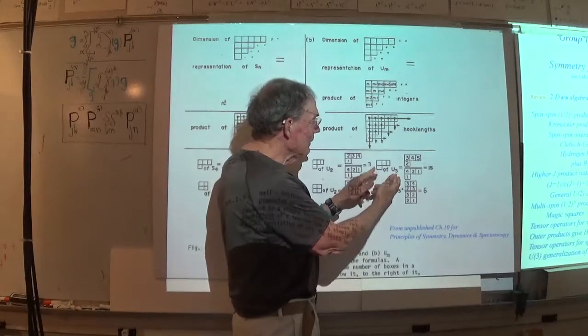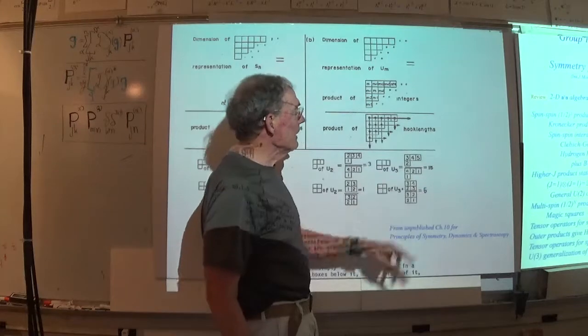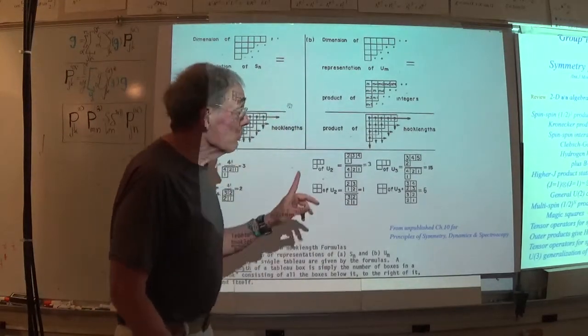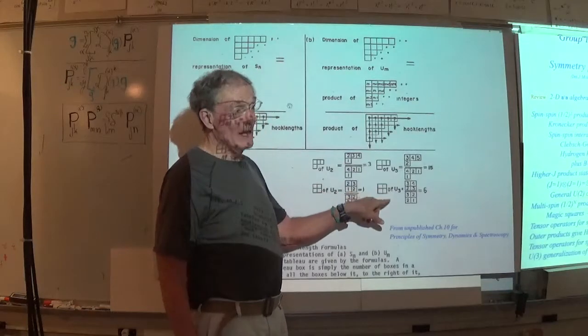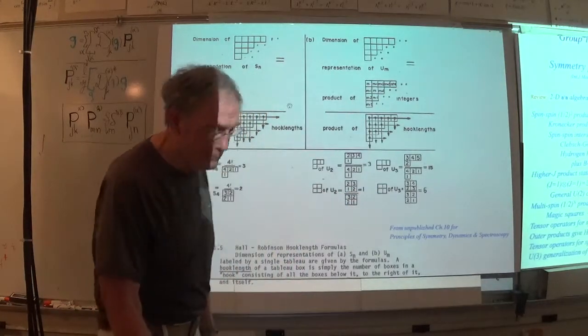Anyway, this guy right here is one of the representations we'll be looking at. This is called the dichorf of U3. But we're going to use it for the P shell of the atom, atomic P shell. Which is a pretty important shell.